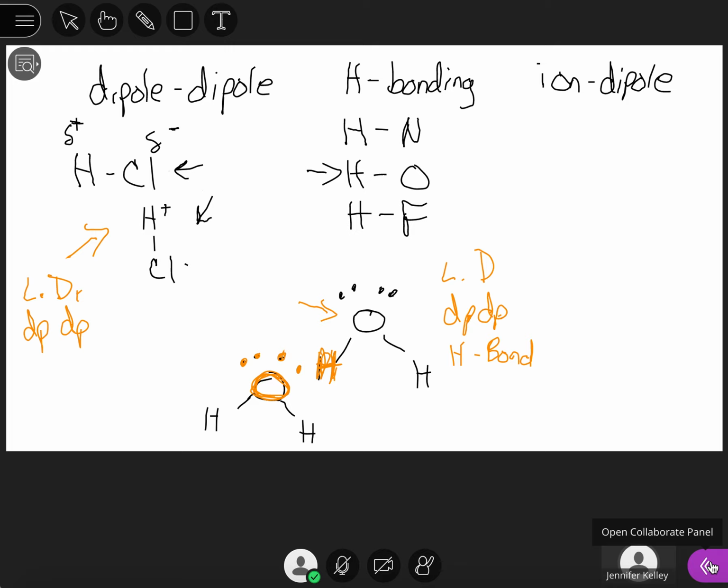And then if you have ion dipole, it's kind of like when you dissolve salt in water. So you'll have some sodium ions and some chlorine ions. And then you have water.